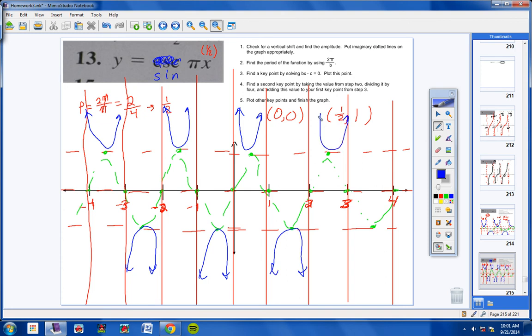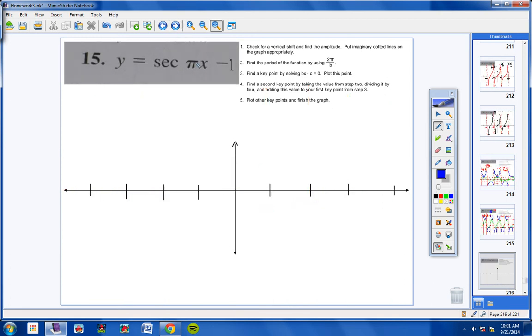Reasonably neat. So there we go. And there we go. Okay, moving on to number 15. All right, now 15, I'm pretty sure this, well, we'll get to that in a second. So 15 is going to be a secant function, so we're going to use cosine, the reciprocal of secant. And so let's jump right into this.